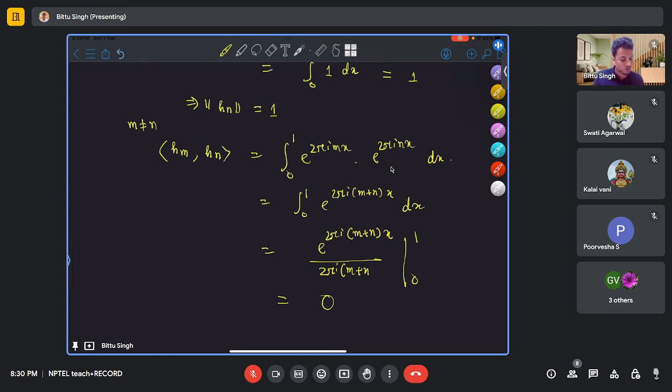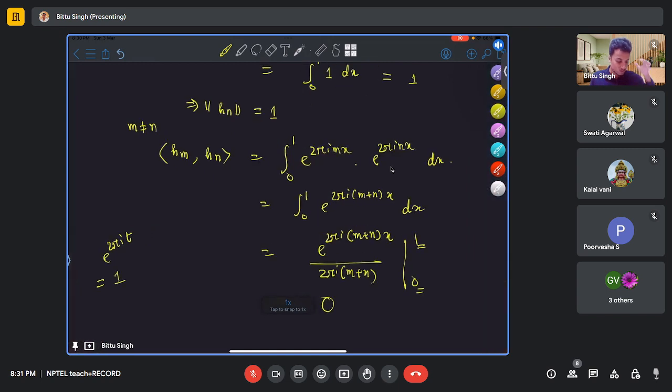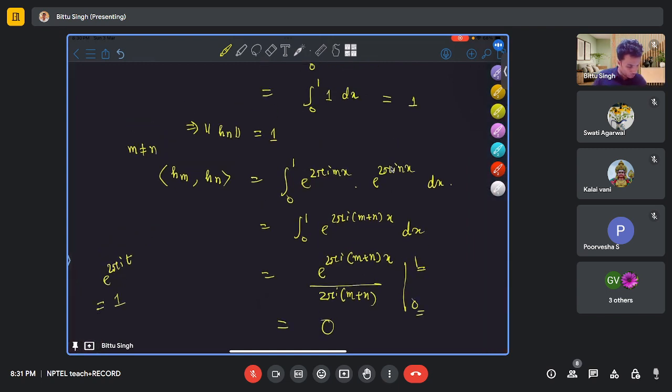Because we know e to the power 2 pi i times any integer t is the same as 1, right? We know this fact. From here it is clear that the limits 1 and 0 will give the same value, and we are getting 0 here. So any two different vectors are orthogonal. Here we have considered the case where the exponent sum is non-zero.